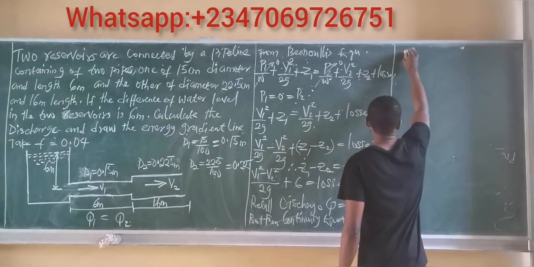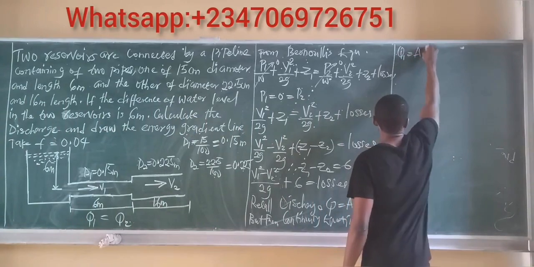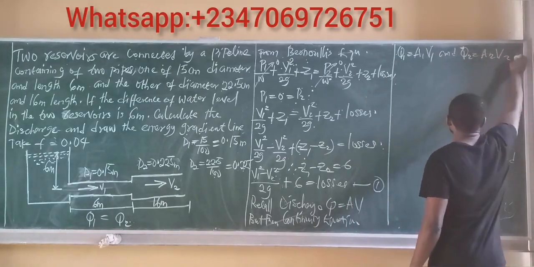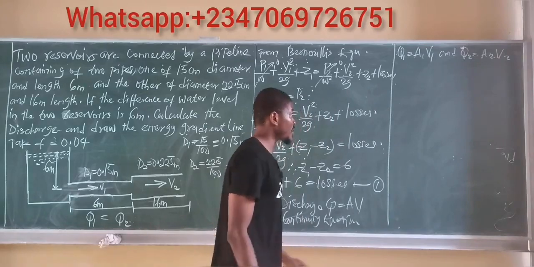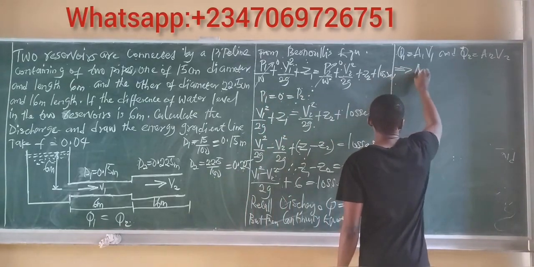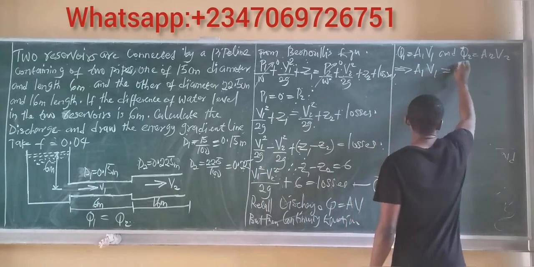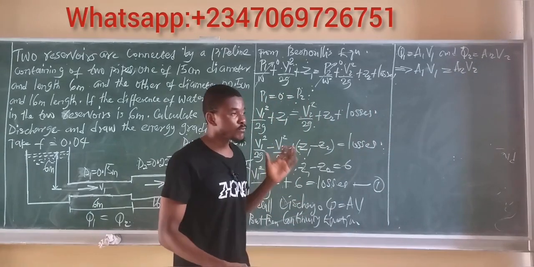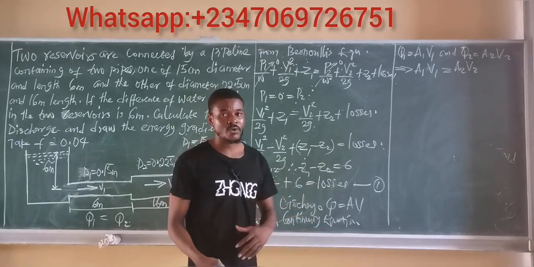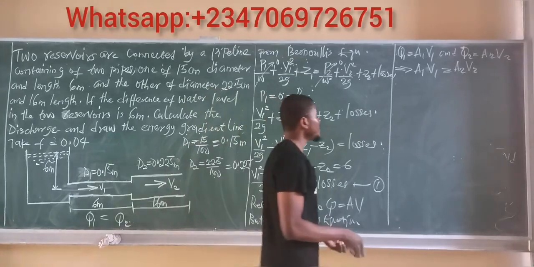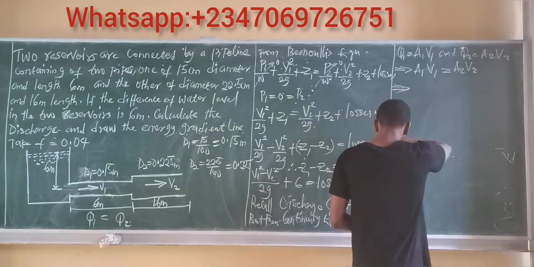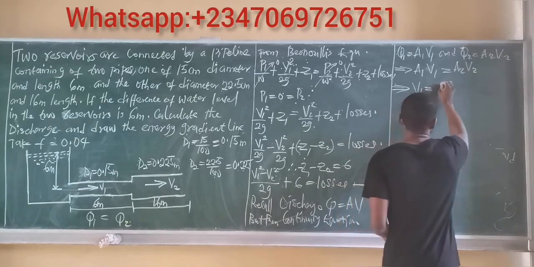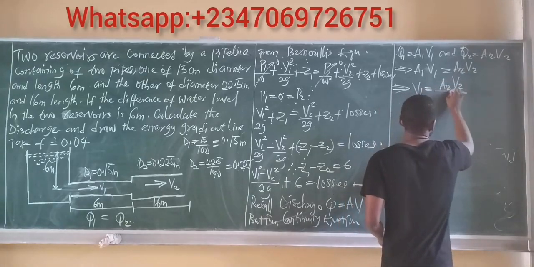That simply means Q1 is area 1 times velocity 1, and Q2 is area 2 times velocity 2. So if from the continuity equation the discharges are equal, area 1 times velocity 1 is equal to area 2 times velocity 2. Since we don't know the velocities, we have to solve them in terms of one another. Let's solve V1 in terms of V2. So V1 is equal to A2 V2 all over A1.